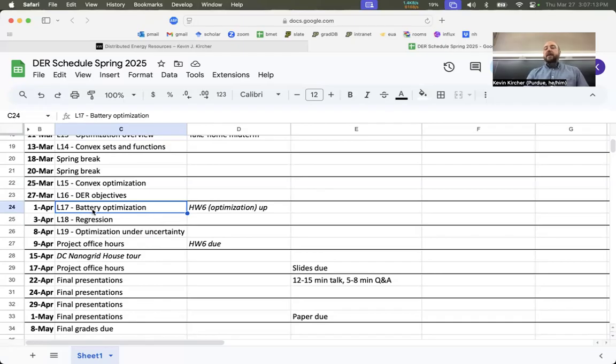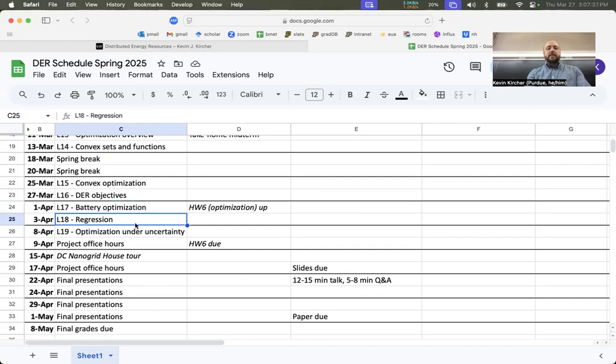And you may remember that a lot of the DERs that we studied, we showed that they could be more or less reframed as battery-like models. So they could be modeled as a thermal battery, if we're talking about a building or a water heater, for example. So in some sense, once we learn how to optimize batteries, we have learned how to optimize a whole bunch of other DERs as well.